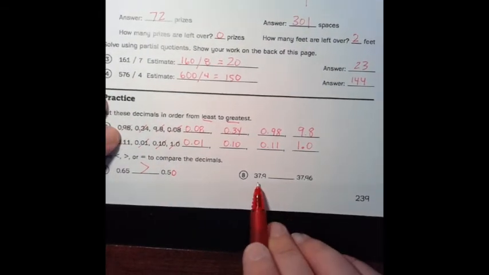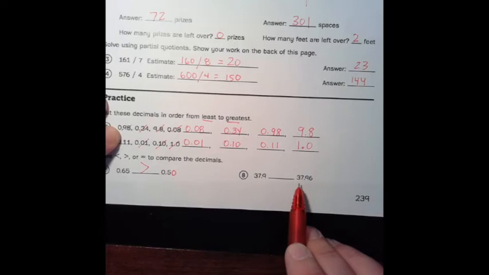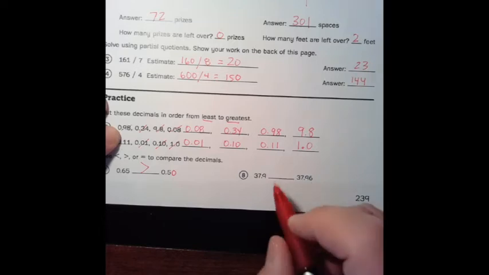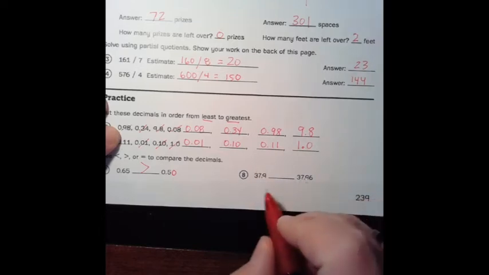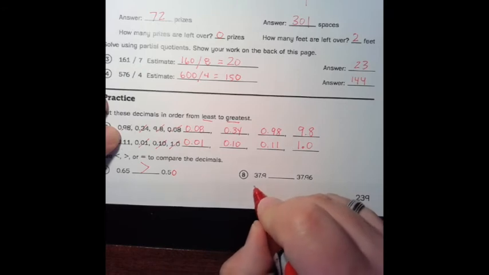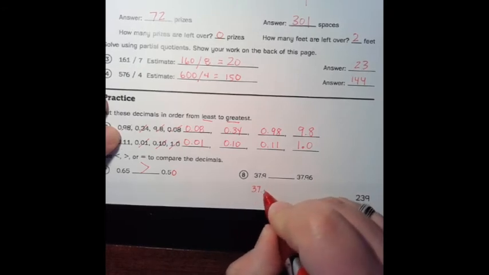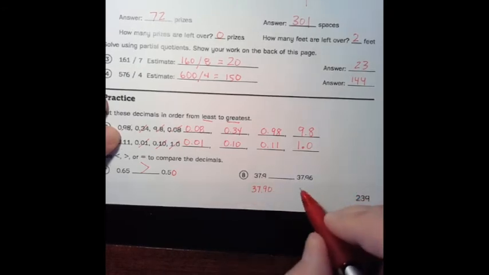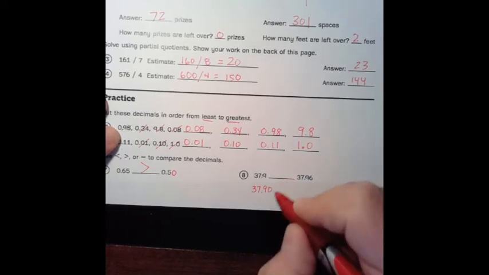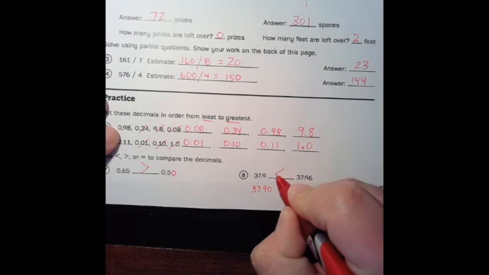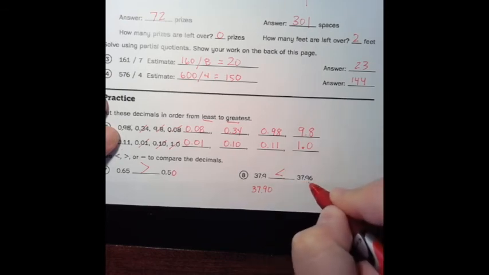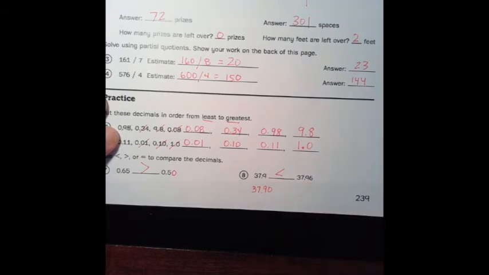We can do the same thing over here. We've got 37 and 9/10ths and 37 and 96 hundredths. Well, our whole numbers are the same, so we've got to look at our decimals. So if I make this hundredths, 37 and 90 hundredths, compare that to 37 and 96 hundredths, we know that 37 and 90 hundredths would be less than 37 and 96 hundredths.